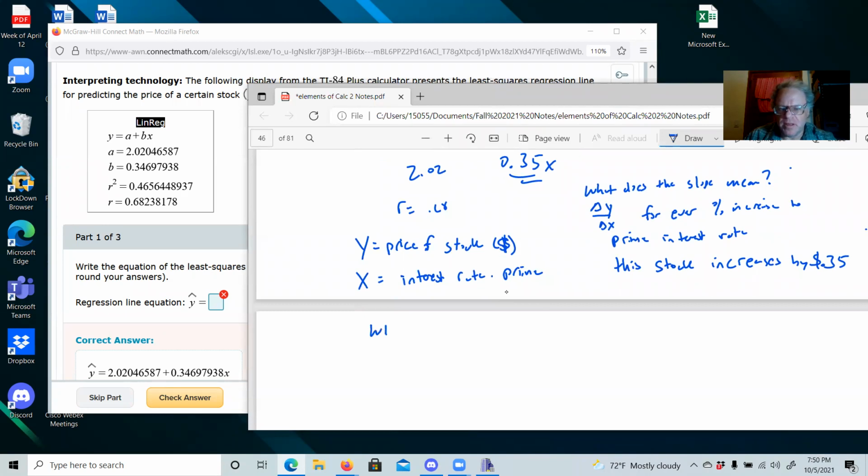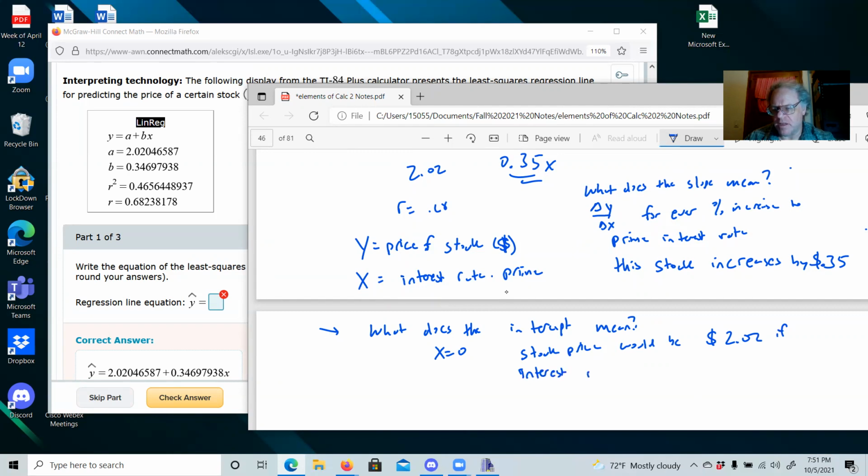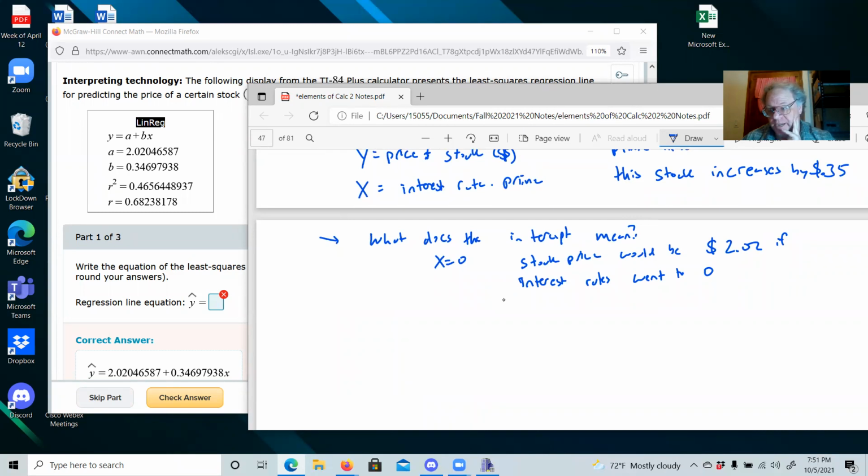What is the intercept? So that's another question. What does the intercept mean? Okay, so that's when x is 0. The intercept is when x is equal to 0. So if the interest rate were 0, this stock price would be about $2.02 if interest rates went to 0.